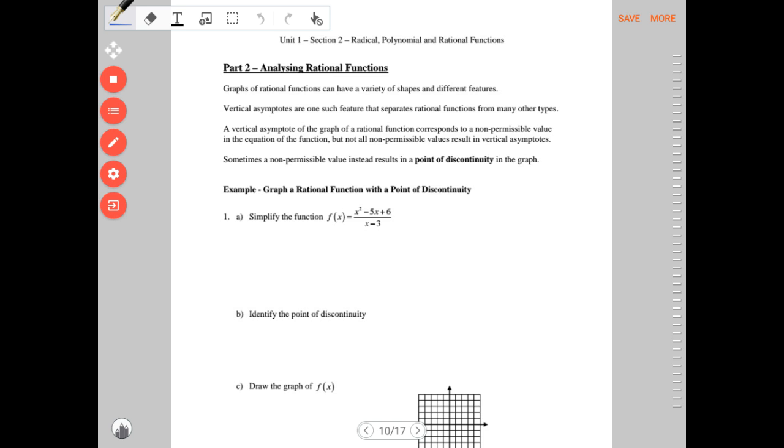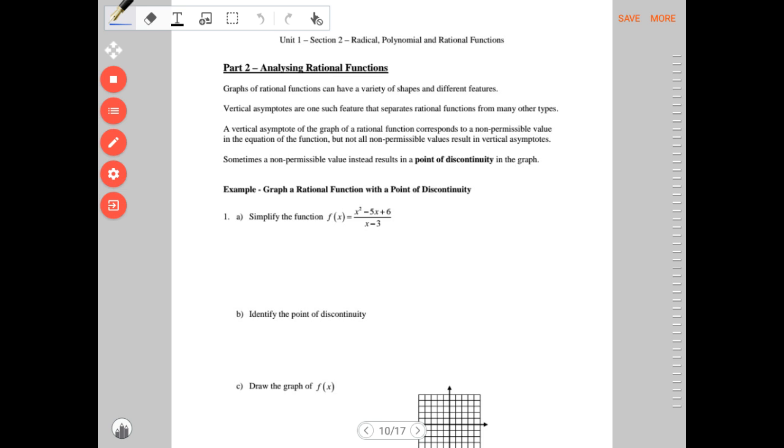A vertical asymptote of a graph of a rational function corresponds to a non-permissible value in the equation of the function, but not all non-permissible values result in a vertical asymptote. Sometimes non-permissible values instead result in a point of discontinuity in a graph.